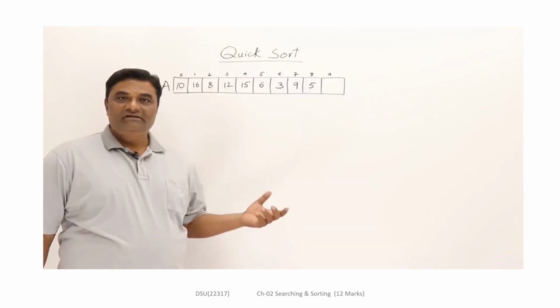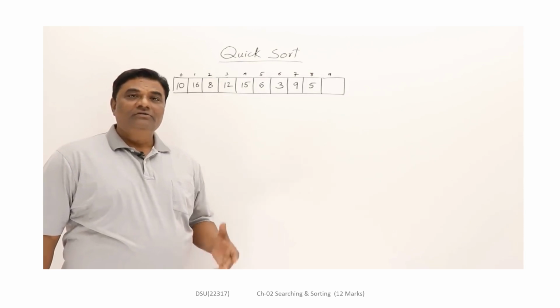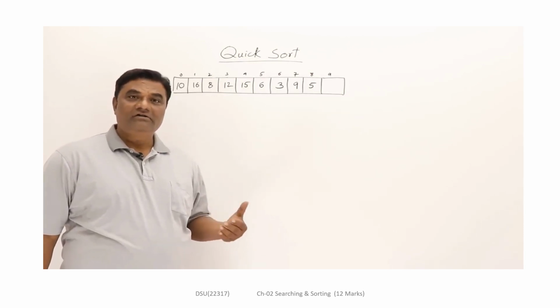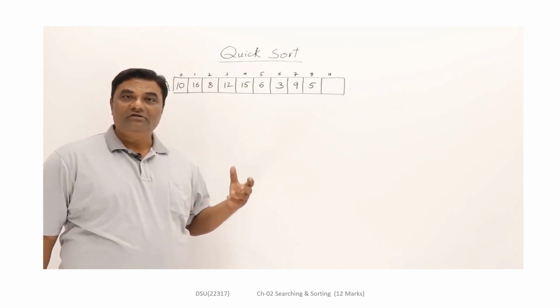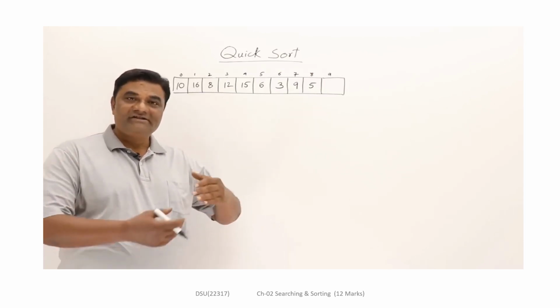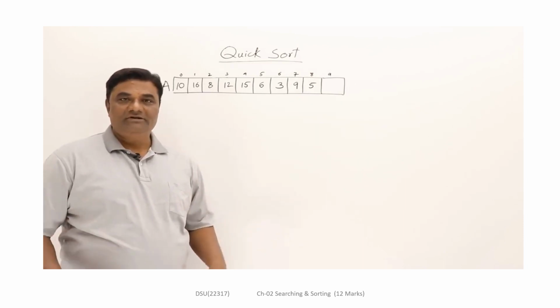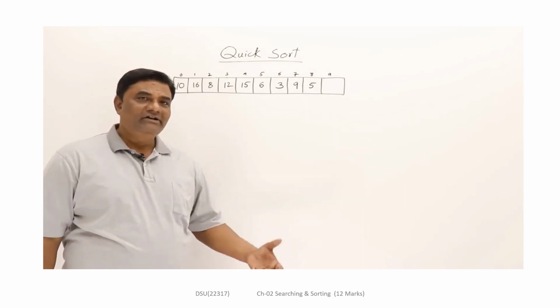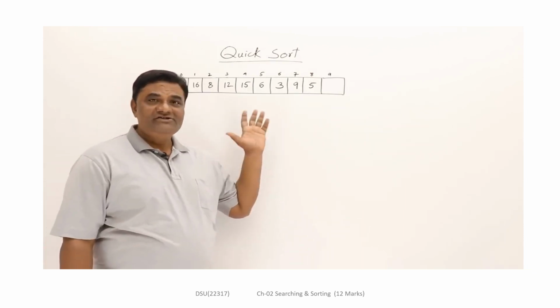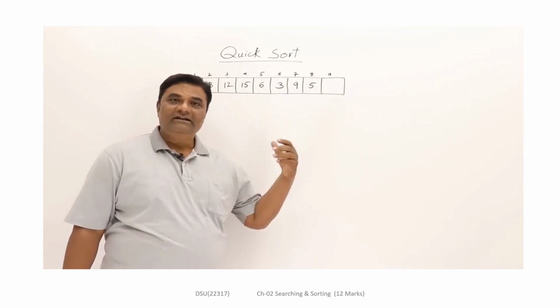Now let us look at the procedure of quicksort. Quicksort is a divide and conquer algorithm. It follows the divide and conquer strategy, so it will split the problem into subproblems and solve those subproblems. So let us see how it works. I'll make the initial setup first of all, then I'll show you the working.